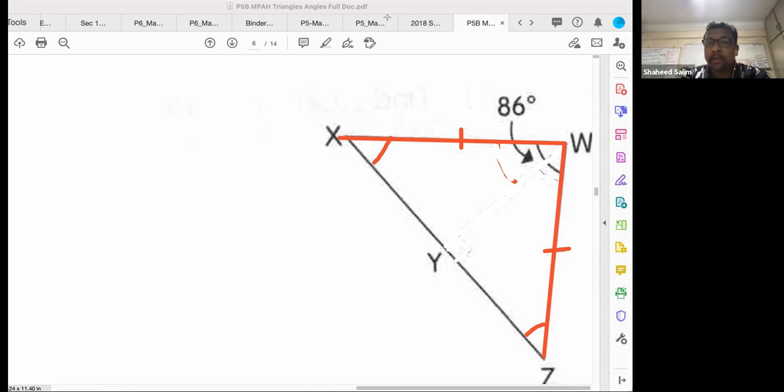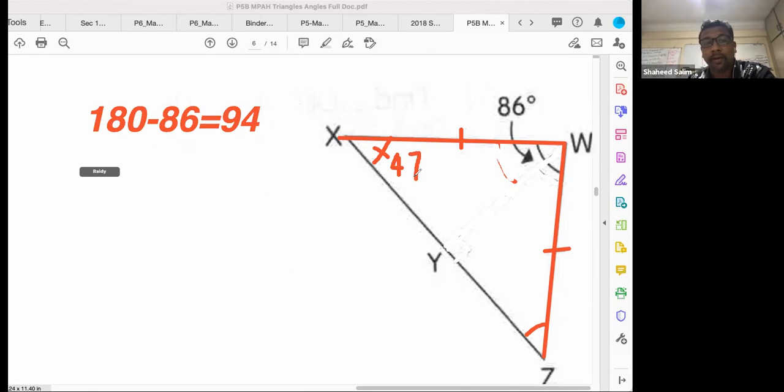So the first step is, notice first you need to block out the line on here. As Righty says, 180 minus 86. Answer divided by 2, what do you get? 94 divided by 2, what do you get? 47, yes.